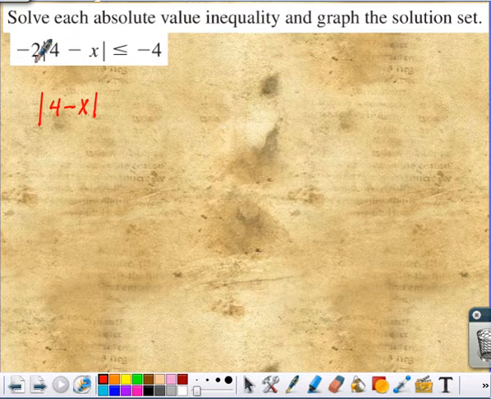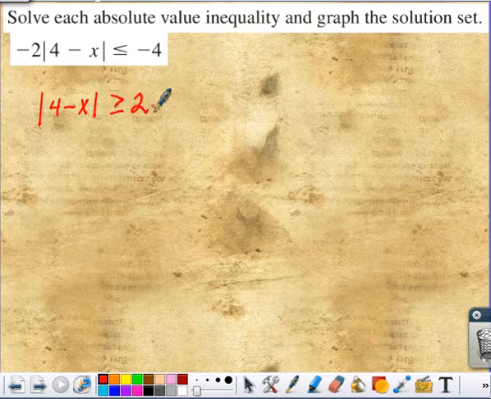Okay, don't do that. Negative 2 is being multiplied by this absolute value, so move it to the other side by dividing. When you divide by negative 2, make sure you flip your symbol over. So there's my problem now. The absolute value is greater than positive 2.